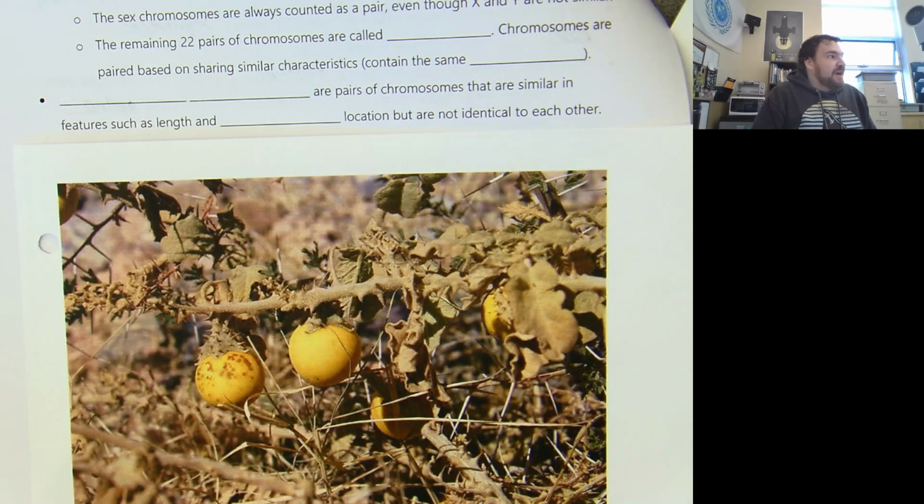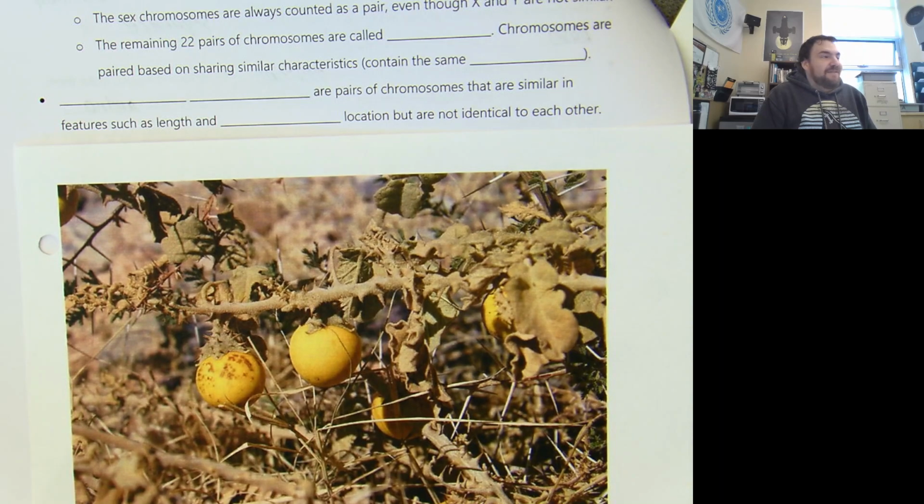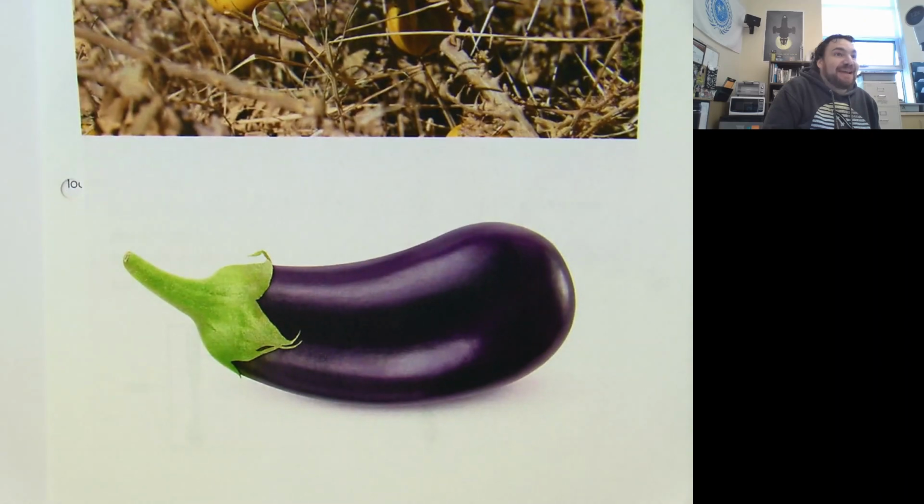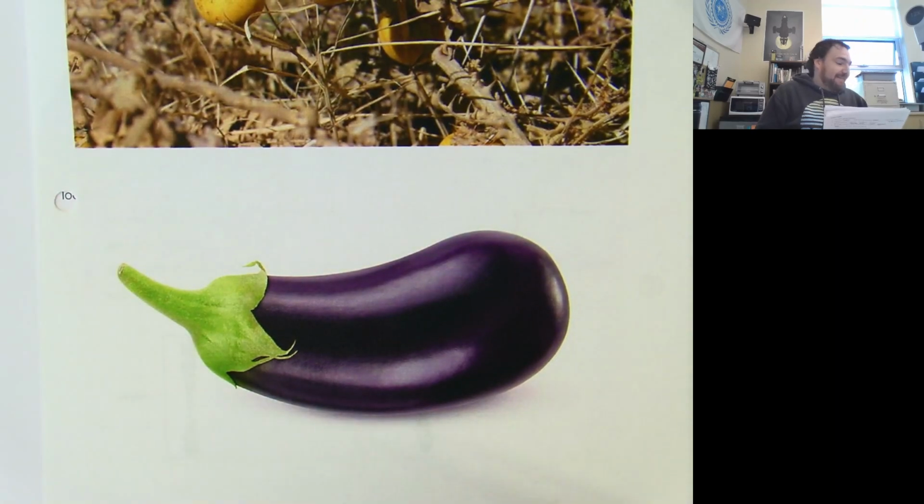I will give you my entire bag of chocolate eggs if you can tell me what plant that is. Lemon, pumpkin. Nope, nope, nope, nope, nope. Tomato. Oh, it is eggplant. Well done. Come get your chocolate eggs. You can have this handful right here.